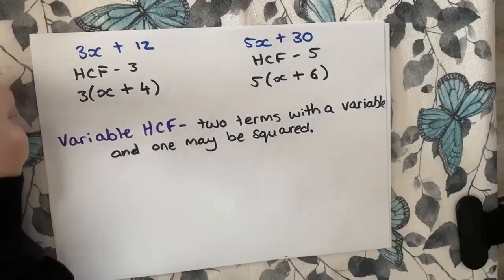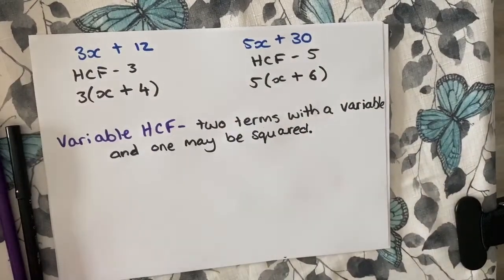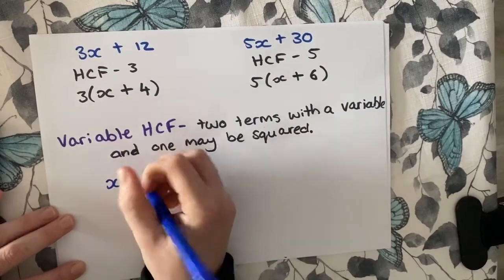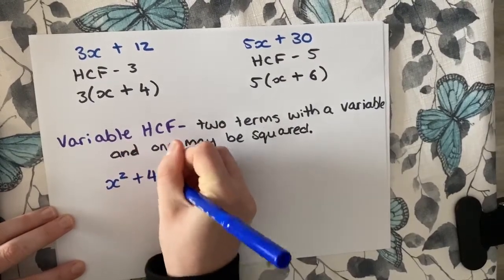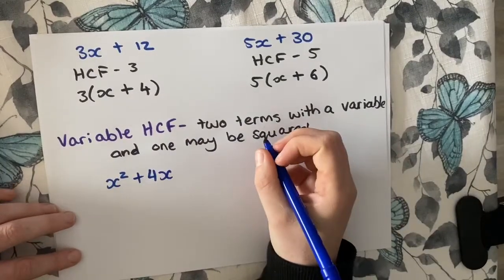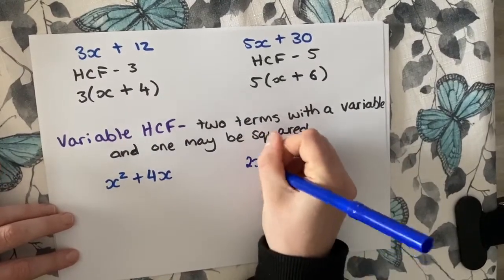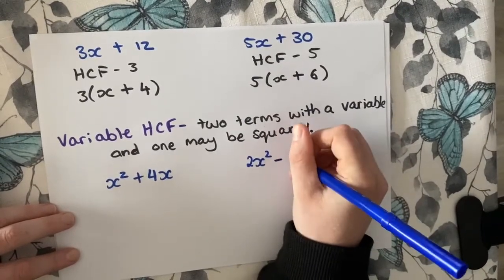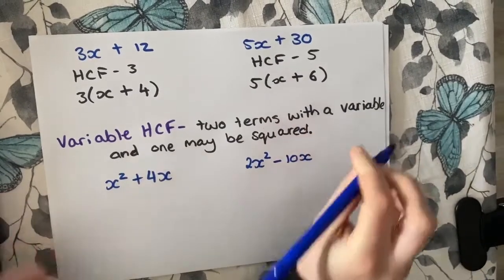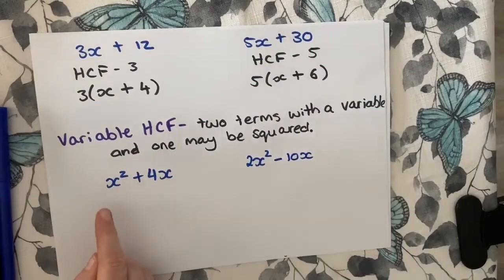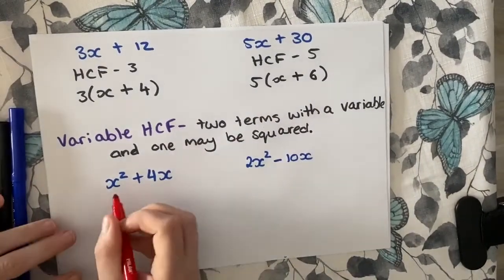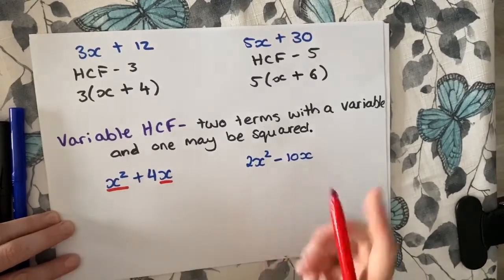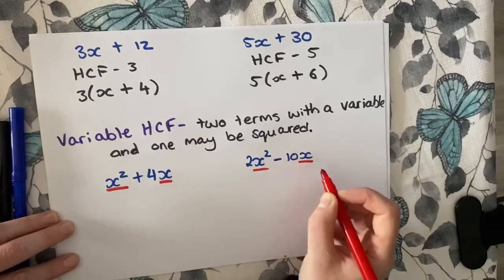Okay, so for example of looking at a pair of them, we are going to have x squared plus 4x. And then we've got another one. This one's a bit of a combination of both. We're going to have 2x squared minus 10x. So the first one here, if you look, we've got x squared and we've got an x here. So we've got two variables. The same over here, x squared and 10x.